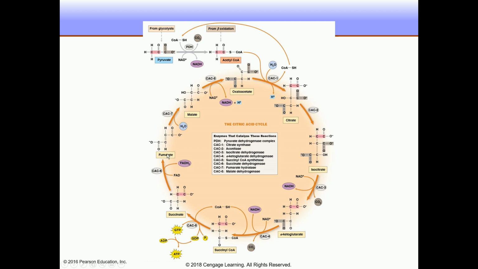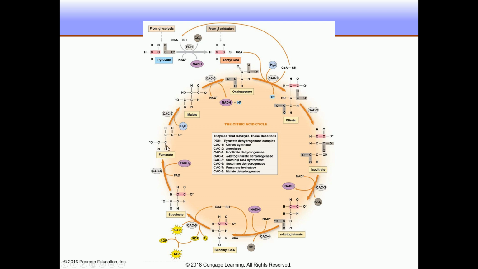Then succinate is converted into fumarate, and this is a very, very important step, and it takes place with the help of the enzyme succinate dehydrogenase. And here succinate is actually oxidized to fumarate. Succinate still has high energy electrons in it, so succinate is oxidized to fumarate, and there is another electron carrier involved, which is called FAD, and FAD gets reduced to FADH2.